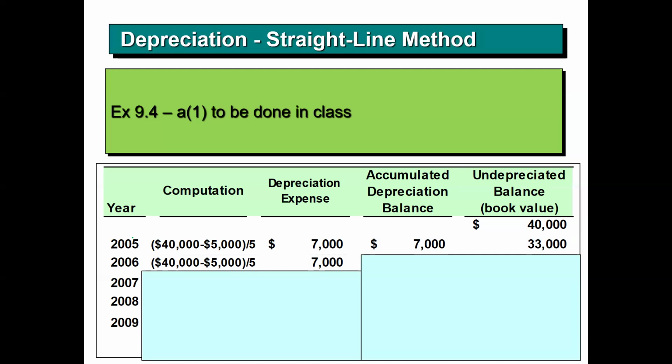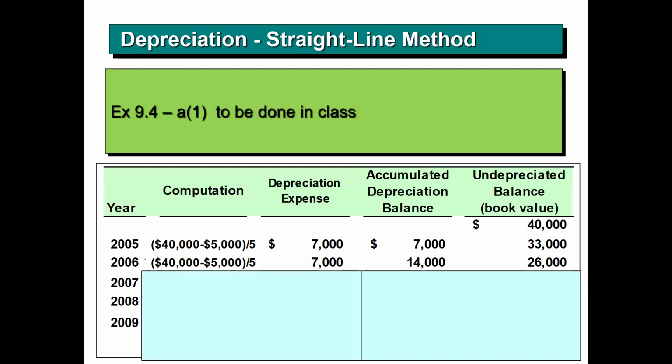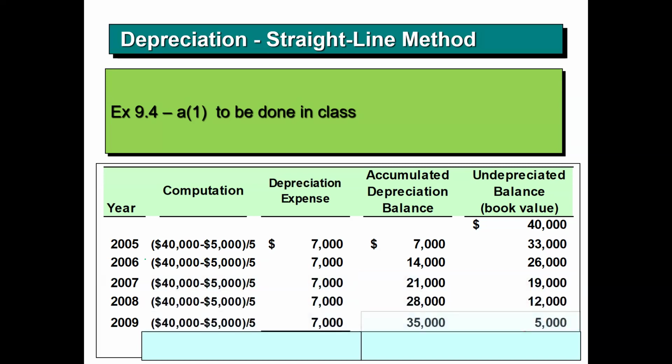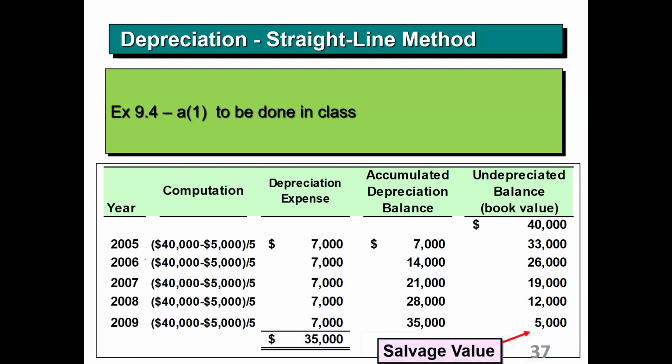7,000. So this is 2011, and this is going to be 2012. We'll have 7,000, and then we'll have 14,000, 7,000 plus 7,000. But this time, 33,000 minus 7,000 gives us 26,000. So similarly, we'll continue over the next 3 more years. So in the end, we have book value equal to residual value or salvage value.